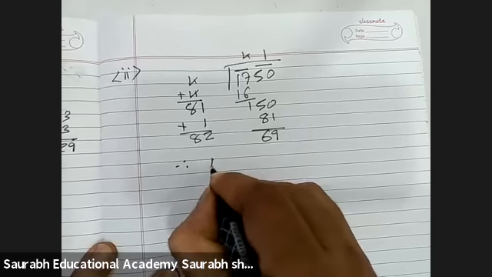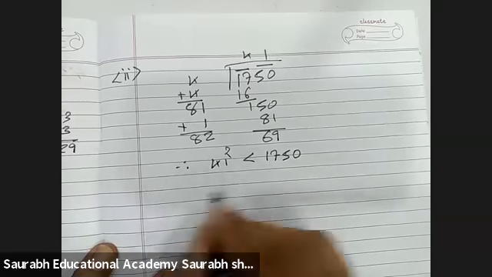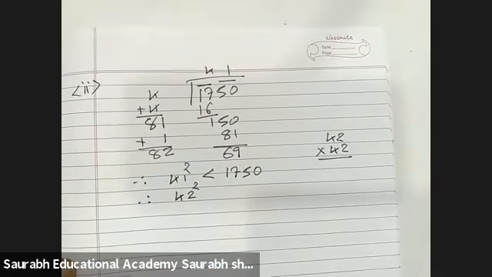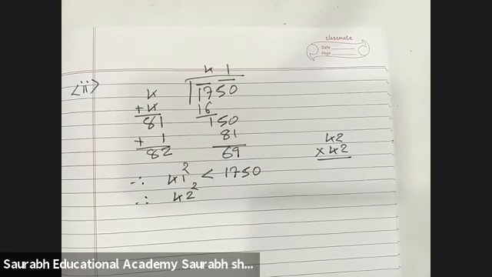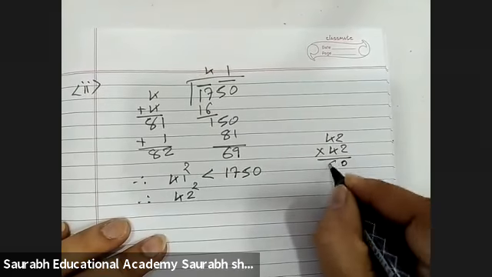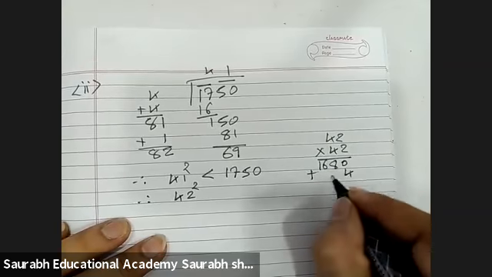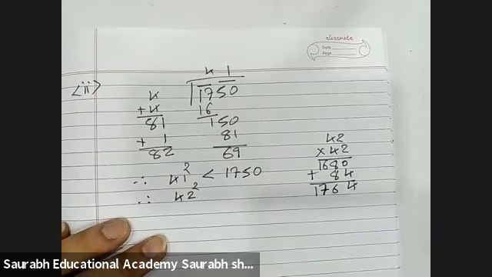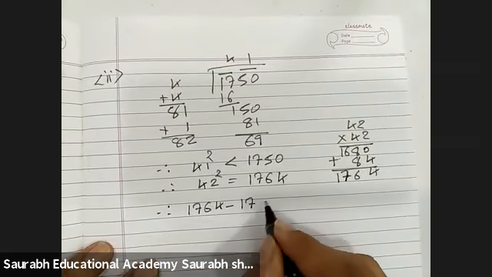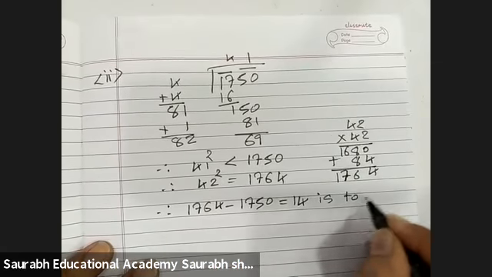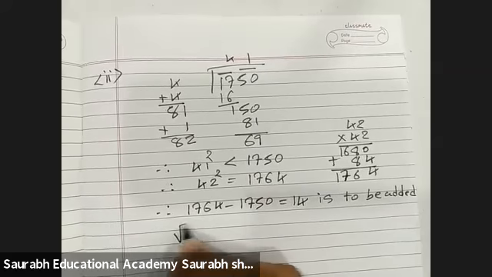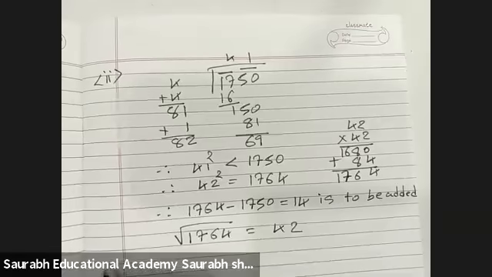So what can I write? 41 square is less than 1750. Therefore, what should I do? 42 square. Let me write 42 into 42. So 42 into 42. 4 2s are 8, 4 4s are 16. 2 2s are 4, 4 2s are 8. 1764. Therefore, 1764 minus 1750, 14 is to be added. Therefore, the square root of 1764 is equal to 42. Answer.